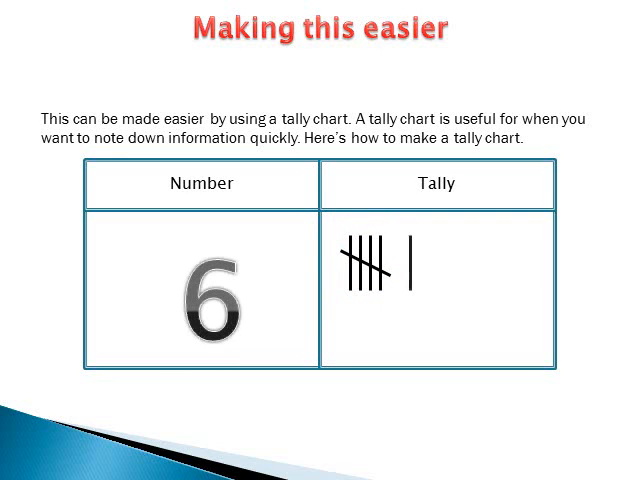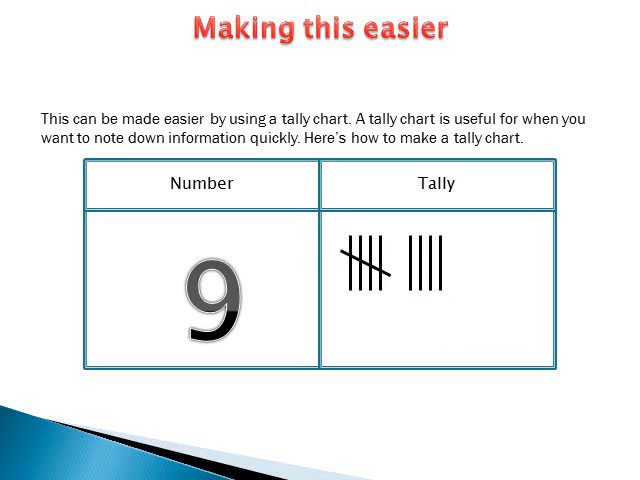What if I have 6 cars? I will start again from the beginning. Here I have already 5 and I will put 1 tally mark. So it's 5 and 1, 6. 5, 6, 7. 5, 6, 7, 8. 5, 6, 7, 8, 9.